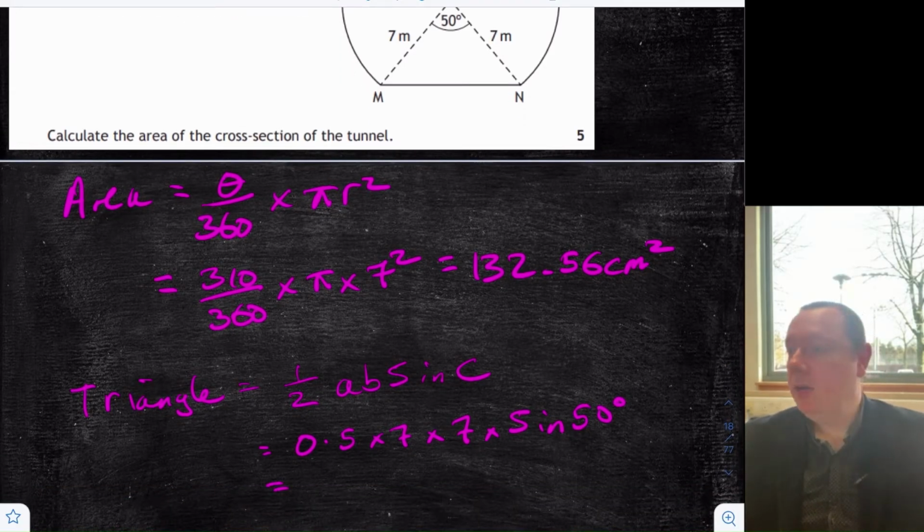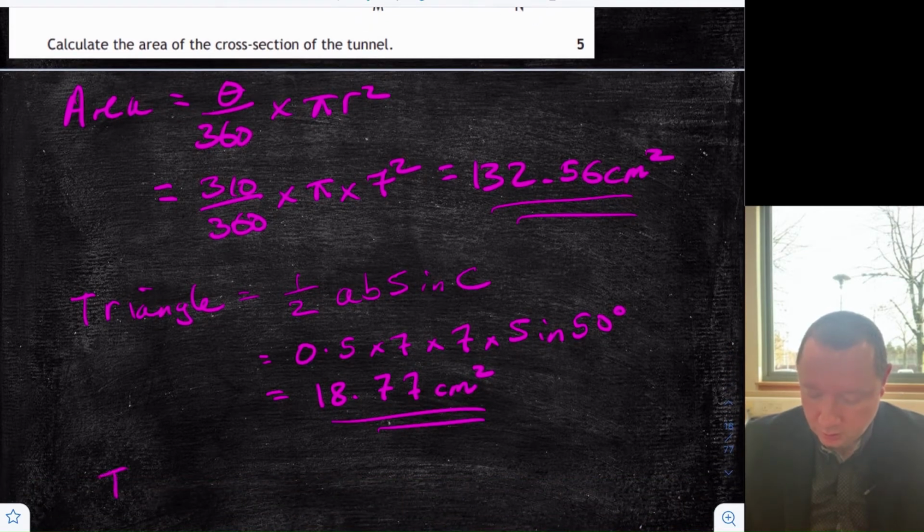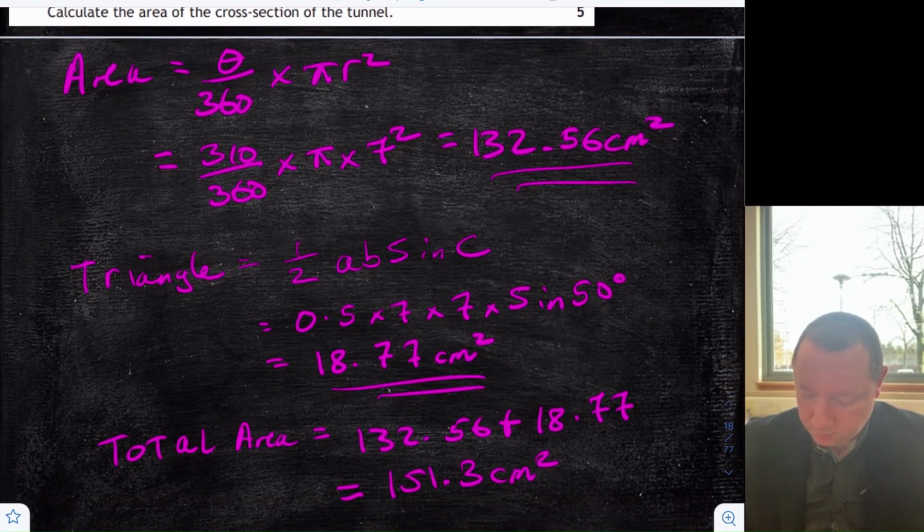Doing that in a calculator, we get 18.77 square centimetres. So then our total area, we've got 2 answers so far for 4 marks. Our total area, so that's 3 marks. We get a mark for knowing we need to add to get our total area. So 132.56 plus 18.77, which gives us a final answer of 151.3 square centimetres.